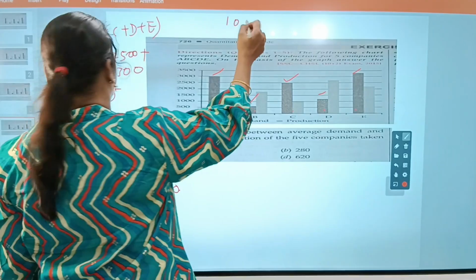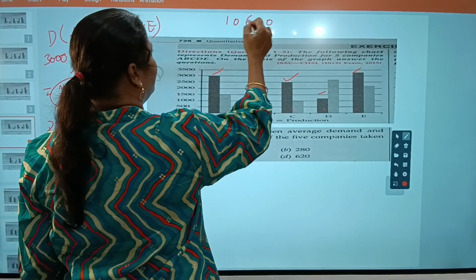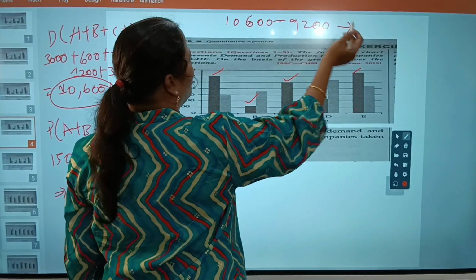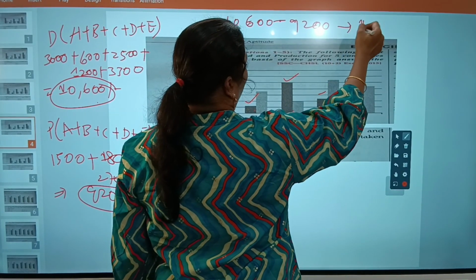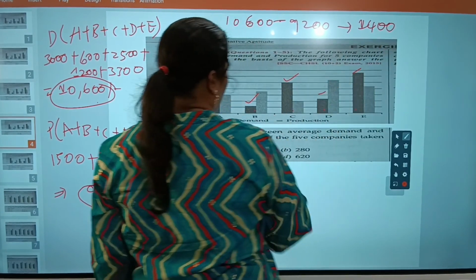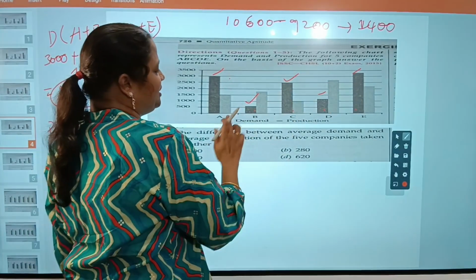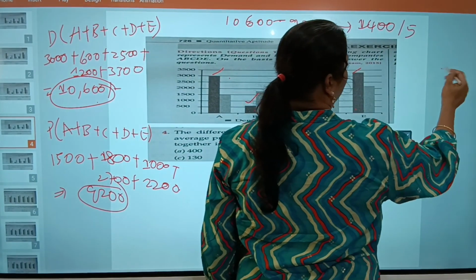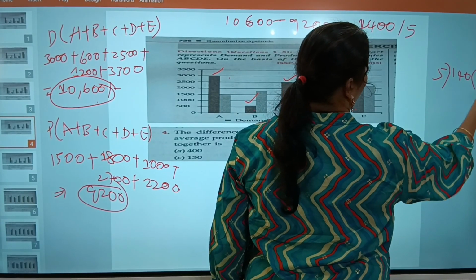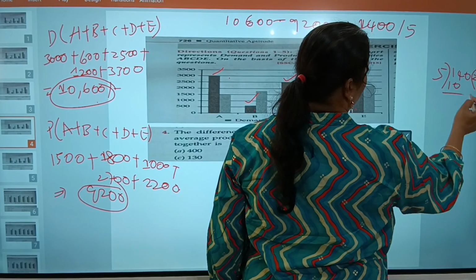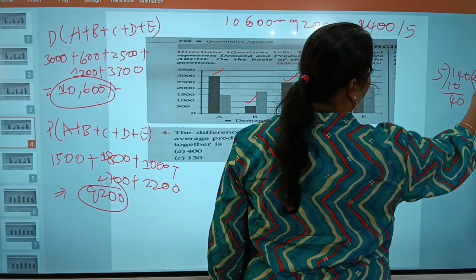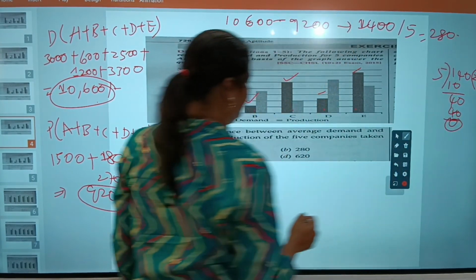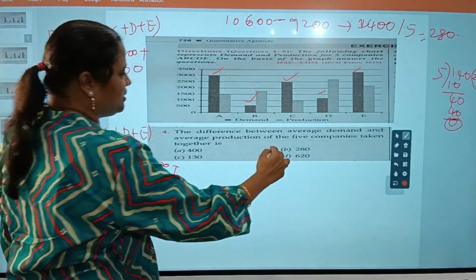Now the difference between these two components we have to find out and the average we have to make. 10,600 minus 9,200. It will come around 1400. And the average, how many number of companies are there? 1, 2, 3, 4, 5. So 1400 by 5. So it comes to 5 2 ja 10, 4 0. 8 means 40. So it comes to 280. Here the answer is B, 280.